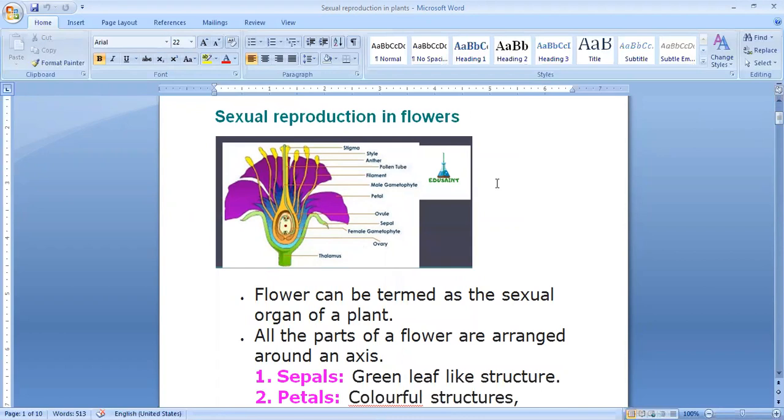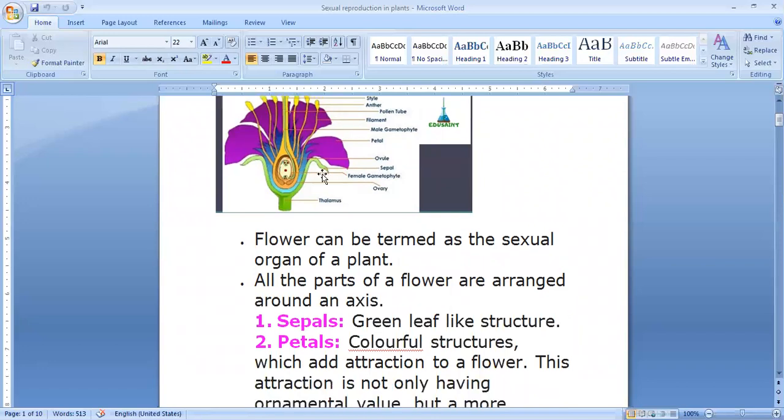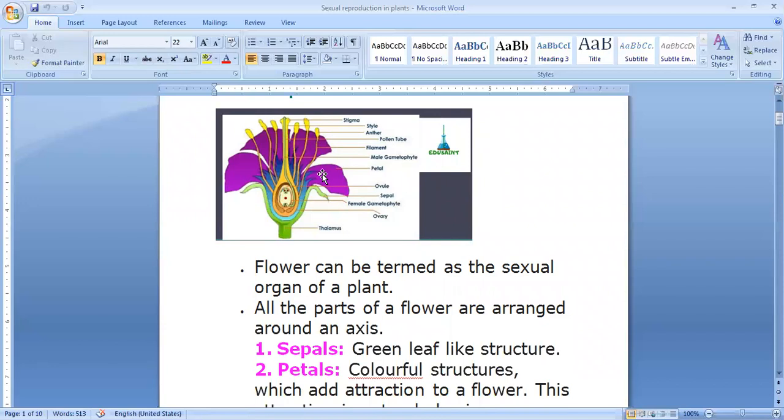In flowering plant, flower is the main sexual reproductive organ, and a flower consists of four main parts. The first part is this green color leaf-like structure, which is called as sepal. The second part is this colorful purple color petals. Petals can be various color. It can be red, white, pink, any color. Then the most important part is the male and female part.